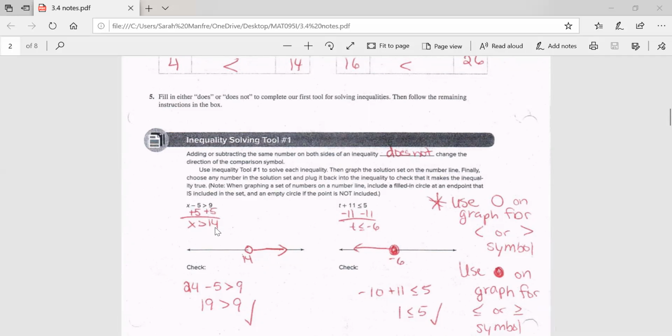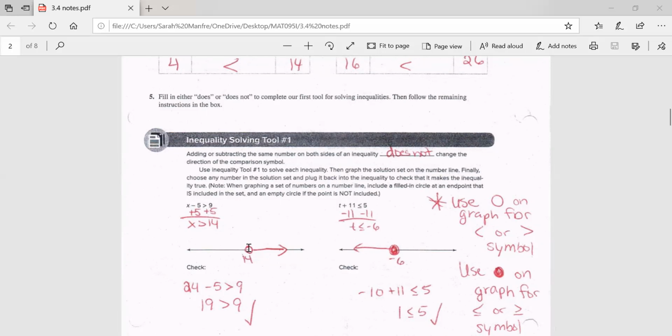9 plus 5 is 14. So I get x is greater than 14. Now, to graph an inequality, we're always graphing on a number line because remember, what does x is greater than 14 mean? It means any number that's greater than 14 is true in this inequality. So what numbers are greater than 14? 15, 16, 17, 18, and so on.